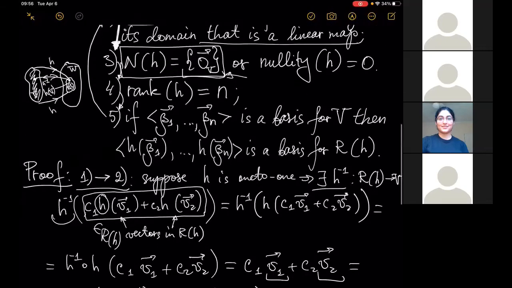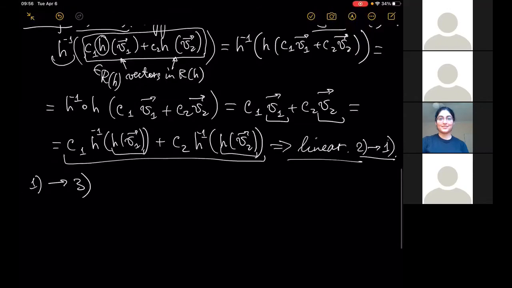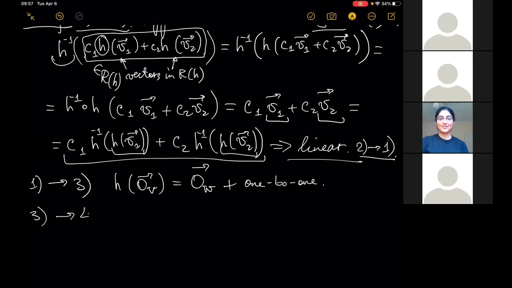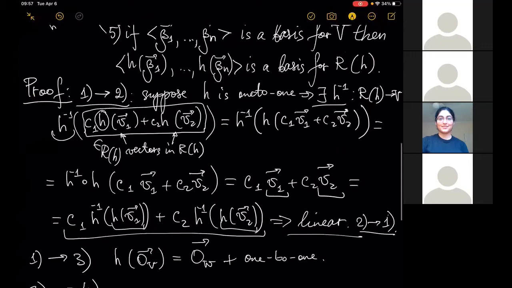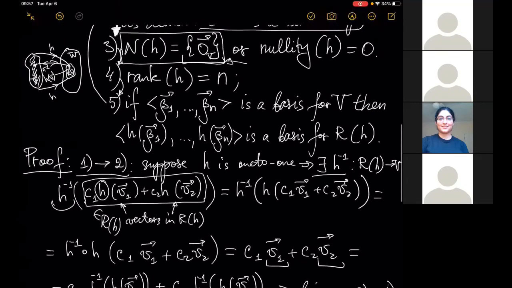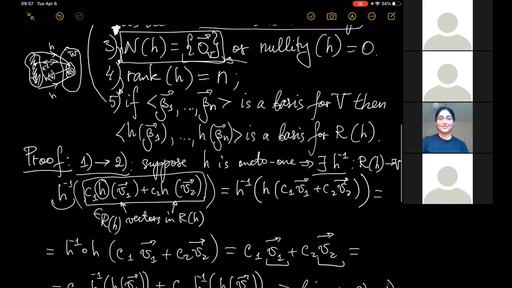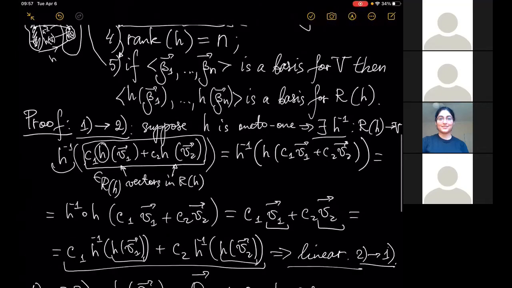Okay, then, because homomorphism, this, right? And 1 plus 1 to 1. Okay, from 3 to 4. We're starting from the fact that the null space is a trivial subspace, or nullity is 0.